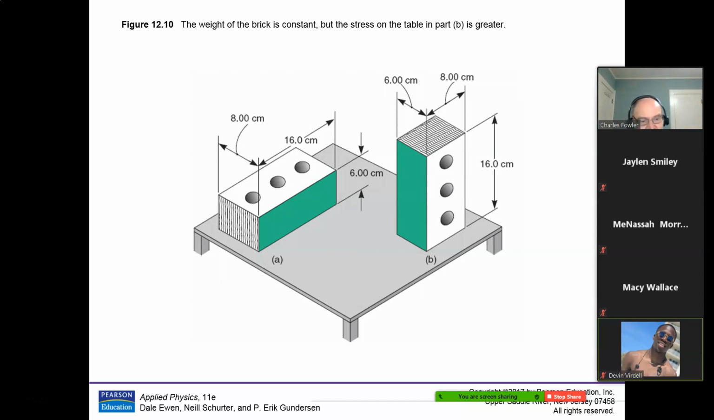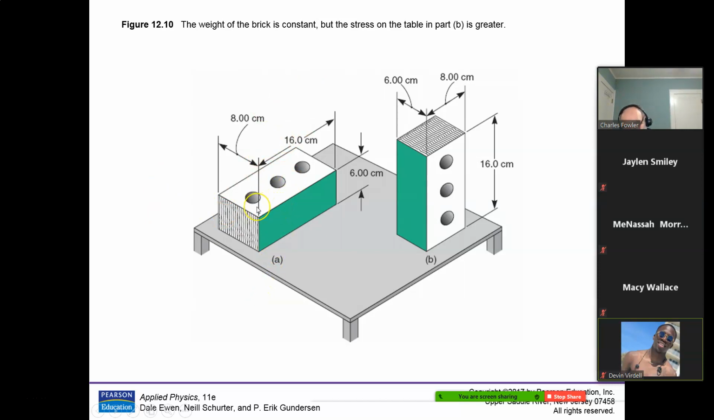I don't know if this next slide is on here. No, it's not. Okay. If you look in your book, they're saying case 1 and case 2. Case 1 is the brick when the flat part of the brick is on the table. The bigger part, the 16 by 8 part, that's 128 square centimeters. The brick has a weight or force of 12 newtons downward.